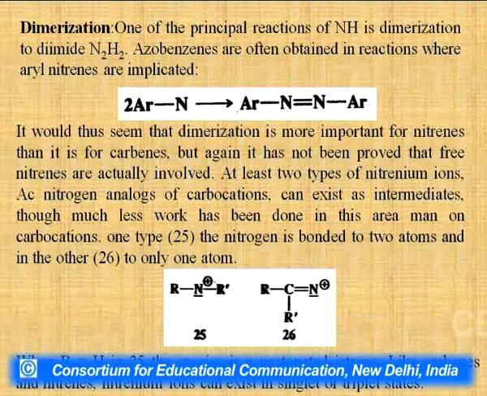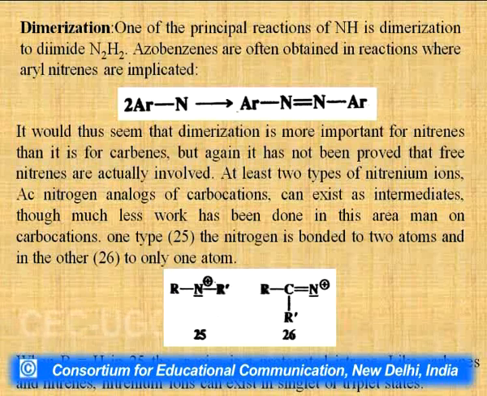Azobenzenes are often obtained in reactions where aryl nitrenes are implicated. You can see in the reaction there is a dimerization of aromatic nitrene. It would thus seem that dimerization is more important for the nitrenes than it is for carbenes, but again it has not been proved whether free nitrenes are actually involved or not.